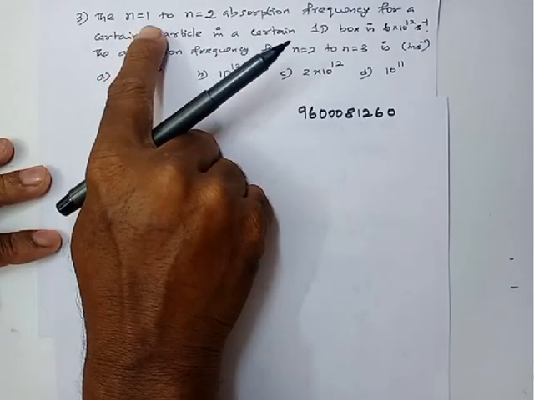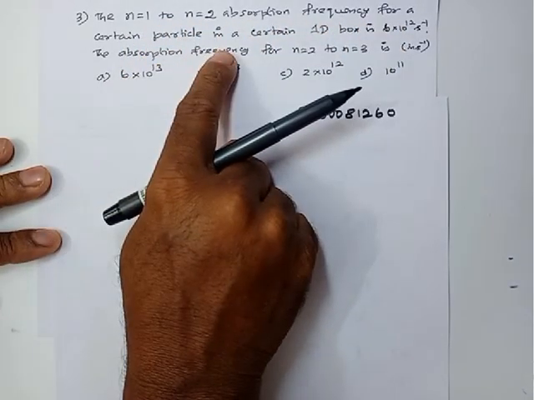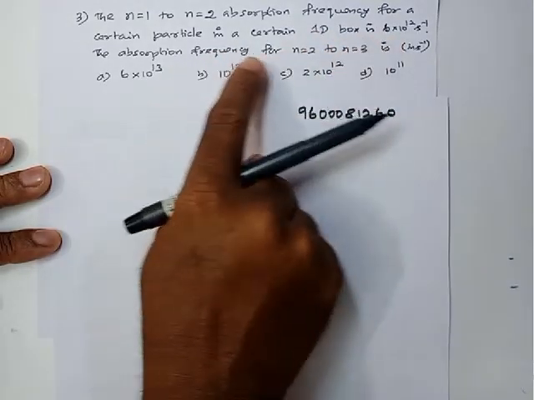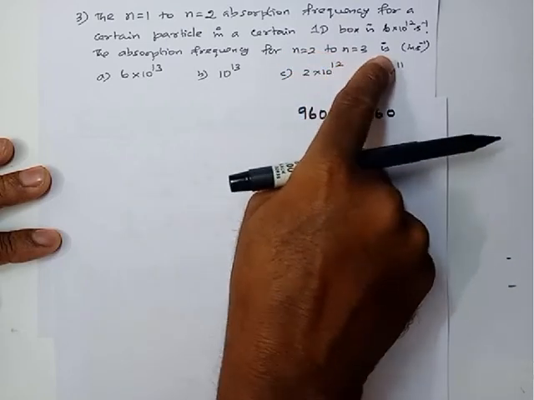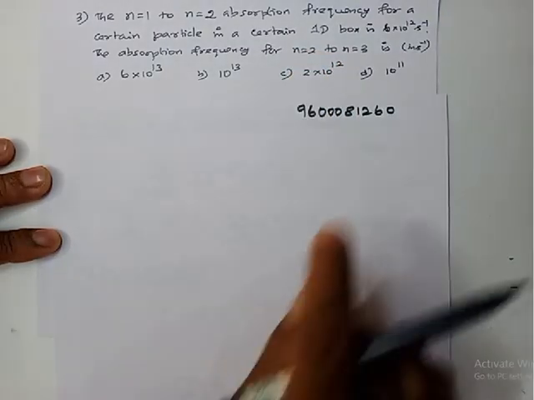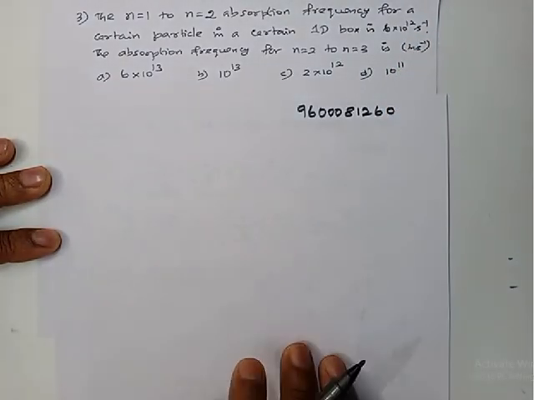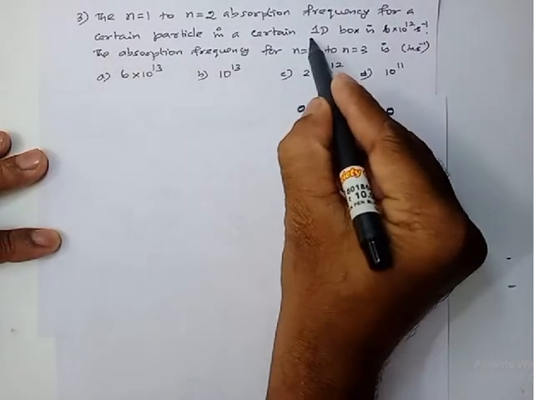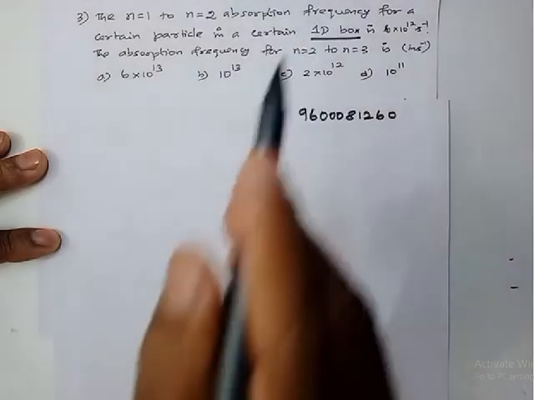See, the n equal to 1 to n equal to 2 absorption frequency for a certain particle in a certain 1D box is given. The absorption frequency for n equal to 2 to n equal to 3 is, in second inverse, they are asking. Here frequency is given in second inverse, here also they are asking in second inverse. How to do this problem? It is given clearly, it is a 1D box. The particle is present in a 1D box.